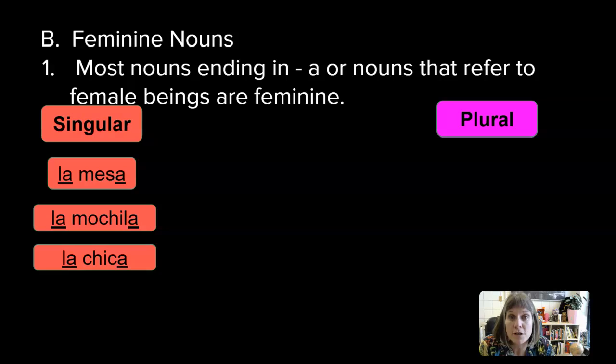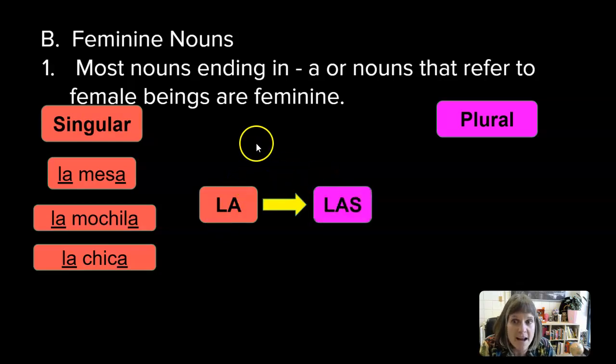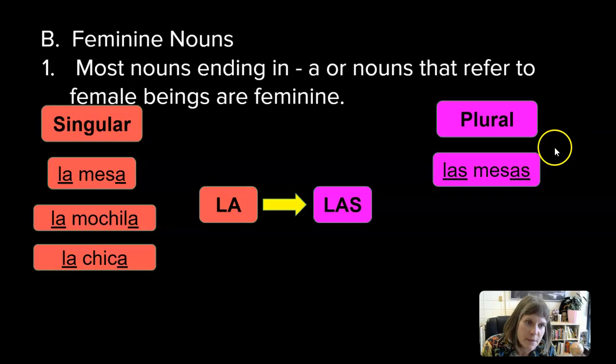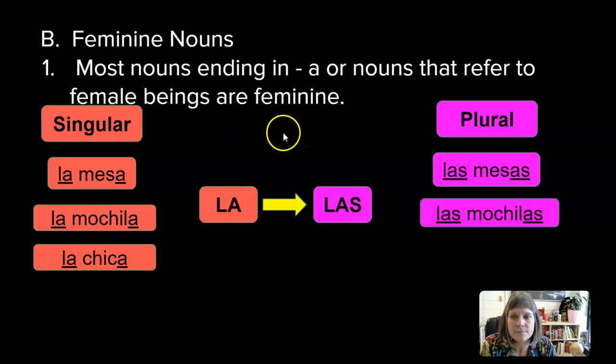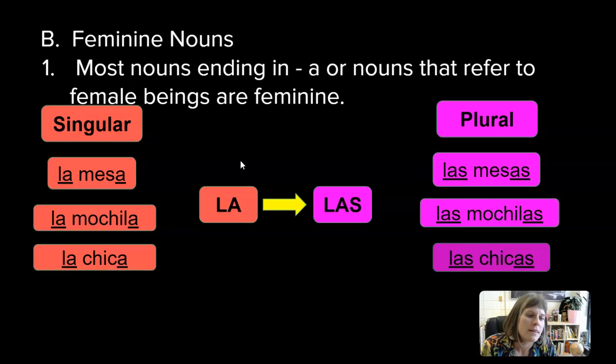Okay, so we have three more vocabulary words: la mesa, la mochila, and la chica. If it's feminine, then your definite article is going to be la. La mesa is table, la mochila is backpack, la chica is girl. In order to make this plural, all you need to do is add an S. La becomes las. So la mesa, las mesas. The table, the tables. La mochila, las mochilas. La chica, las chicas.